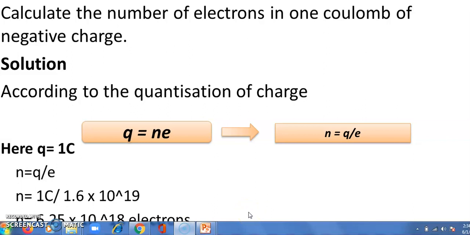If I ask you to calculate the number of electrons in 5 coulomb of negative charge, what will you do? Instead of 1 coulomb, you are going to replace it by 5 coulomb, and you will find how many electrons are present in 5 coulomb of negative charge. This is all about the introduction and properties of electric charges.